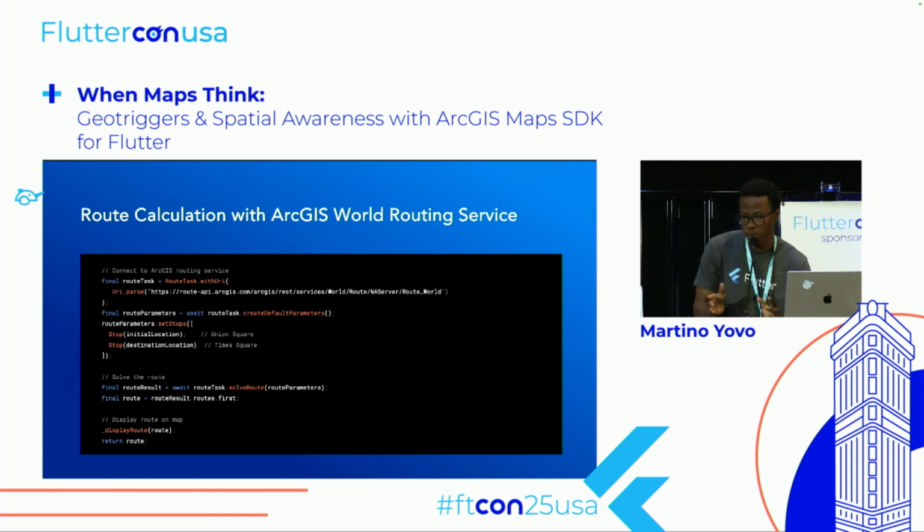You have some default parameters, and you can later on decide to update these parameters. But after that, you can set stops. Stops are mainly your initial and destination location. You already defined them, so you can pass them directly through the route parameters and set the stops. And then you will have to solve the routes and display the routes. I will show next what the display routes function looks like.